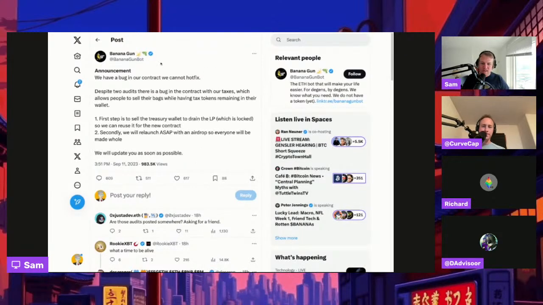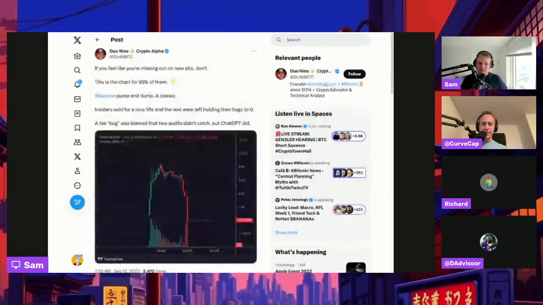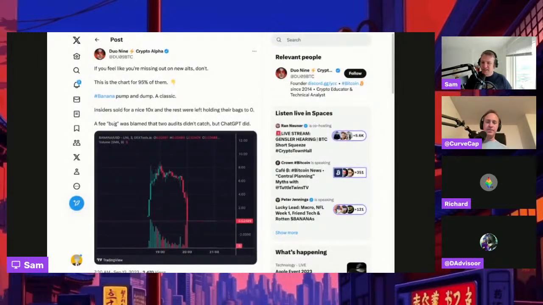There were some people who took the Banana Gun code base and dropped it into ChatGPT, and ChatGPT told them, hey, there are some problems here. But do we know who did the audit? Nobody reputable, because they didn't actually look at the contracts. So here's the chart for Banana Gun, just straight up and down. Within an hour, it was totally rugged.